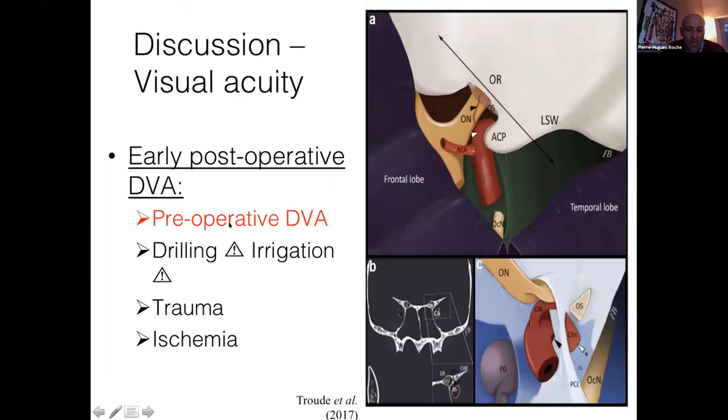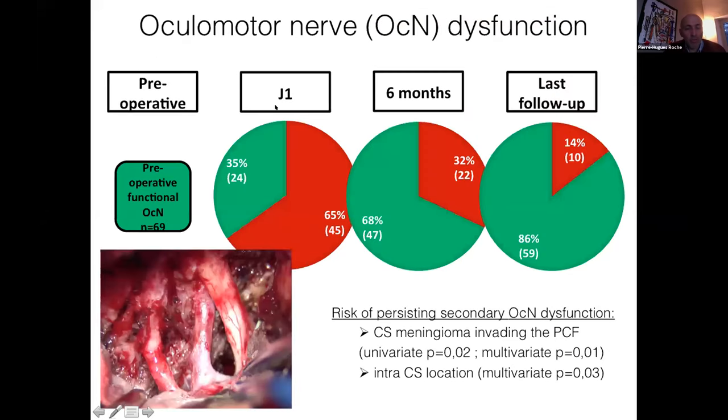Of course, we take the risk of damaging the patient if we work in the wrong way, drilling too much without any irrigation. You can create trauma of the nerve, thermal trauma, and sometimes ischemia, but this is very exceptional. Another point which looks very interesting is about the ocular motor dysfunctions. Of course, if I take only the cases where the patient had good third nerve function before the surgery, we impaired a significant percentage of them, only because we manipulated the third nerve, not because of the ACP resection, but because of the intradural work.